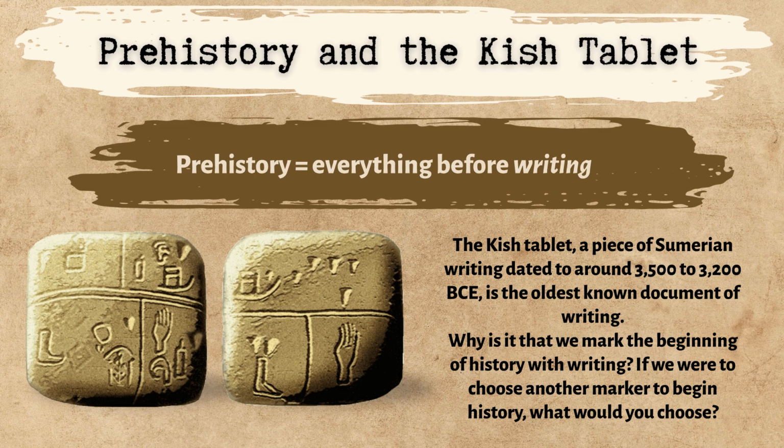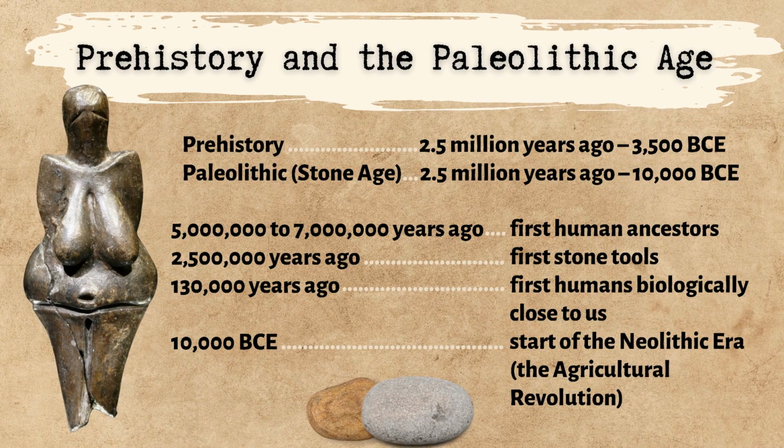Humans created art, tools, spoken language, and oral traditions long before writing existed. The Kish tablet reminds us why writing matters, but also why historians must use many kinds of evidence. As you move through AP World, remember that the sources available to us shape the stories historians are able to tell.